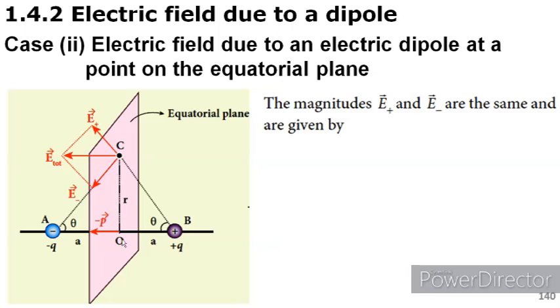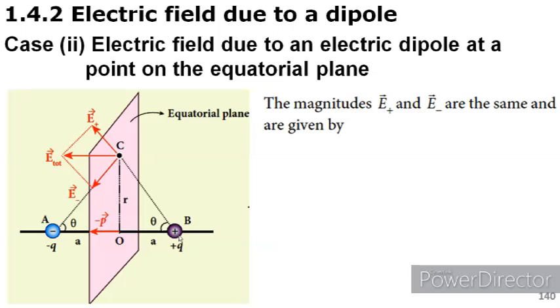This line bisects the dipole, so it is the perpendicular bisector. Therefore this length and this length are equal, that is AC is equal to BC, and if this angle is theta, then this angle is also theta. Now our aim is to calculate the total electric field at a point on the equatorial line which is at a distance r from the center O.